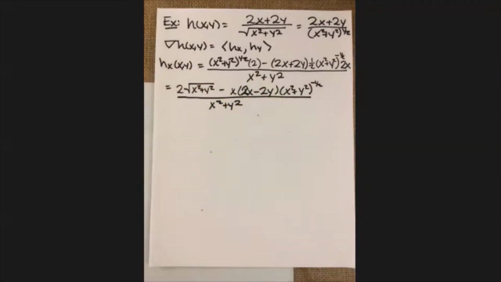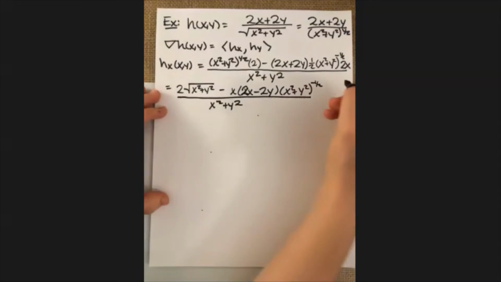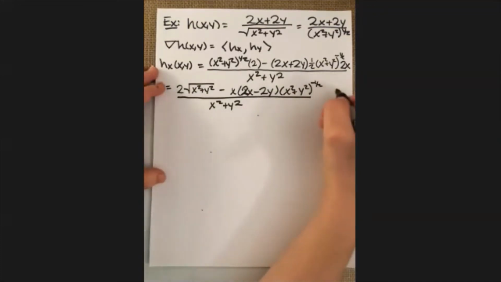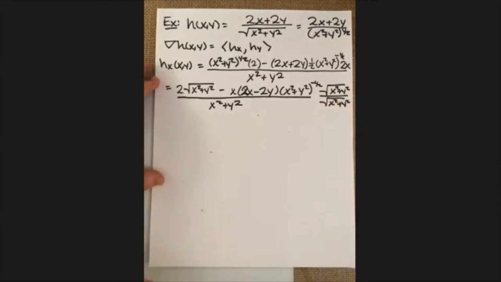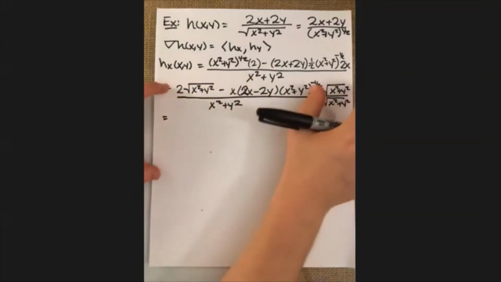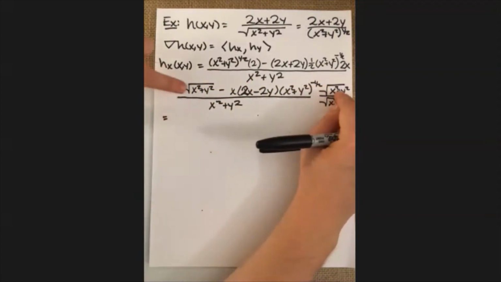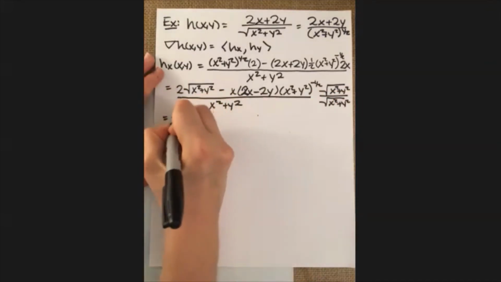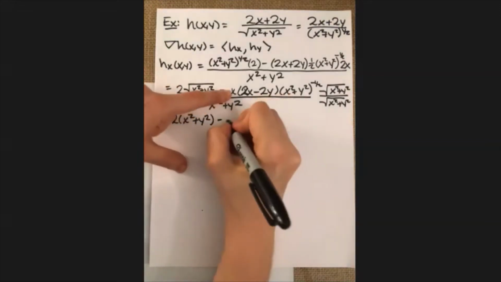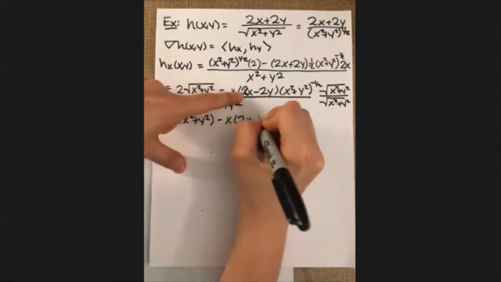And there's actually one more step that we can take to simplify this down even farther, and it might not be immediately obvious, but it's a pretty common trick. We're going to multiply top and bottom by the square root of x squared plus y squared, just like so. And what's going to happen when I distribute this square root to each of these two pieces here, the square root of x squared plus y squared times the square root of x squared plus y squared is just going to leave me with x squared plus y squared. And then we're subtracting off 2x minus 2y.